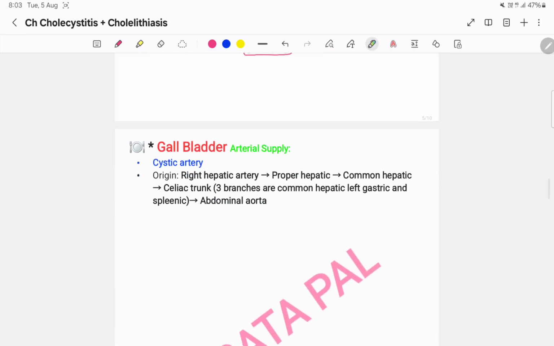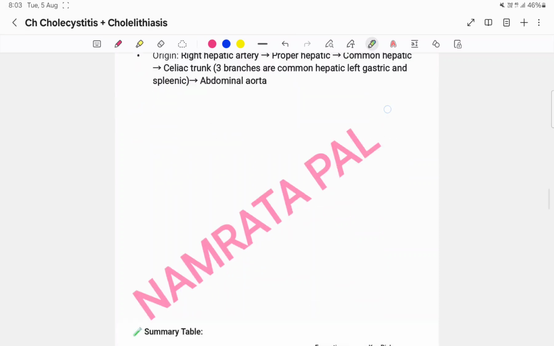Next, what is the blood supply of the gallbladder? In one word, it is the cystic artery. Now, the cystic artery is a branch of the right hepatic artery. The right hepatic artery is a branch of the hepatic artery proper. The hepatic artery proper is a branch of the common hepatic artery. It originates from the celiac trunk, which is a branch of the abdominal aorta. Now, what are the three branches of the celiac trunk? These are the common hepatic artery, left gastric artery, and splenic artery.